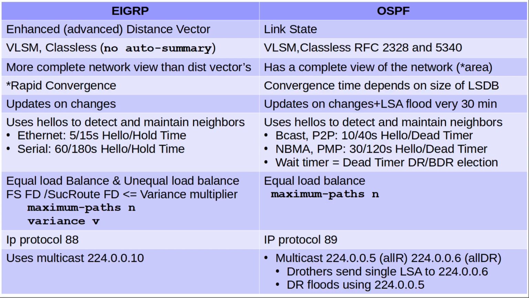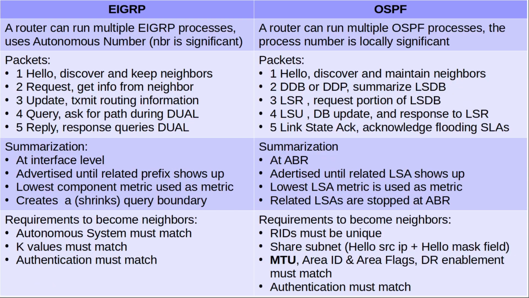They have different IP protocol numbers and different multicast addresses. If you configure EIGRP, you must remember that you can run multiple EIGRP processes in the same router, but the number that you use is the autonomous system number. That is significant because that number is sent over the wire, whereas OSPF uses process numbers that are locally significant. The number that you choose at each router is not really important.